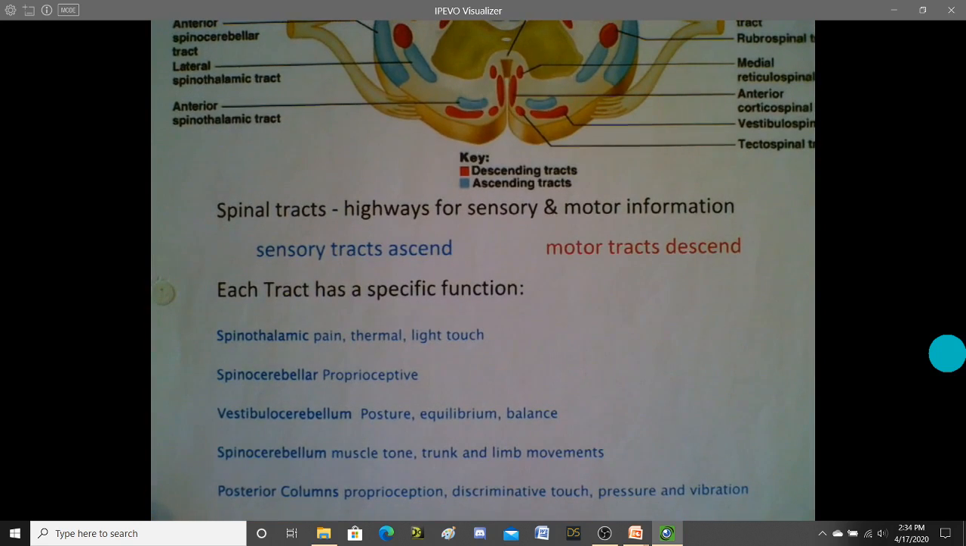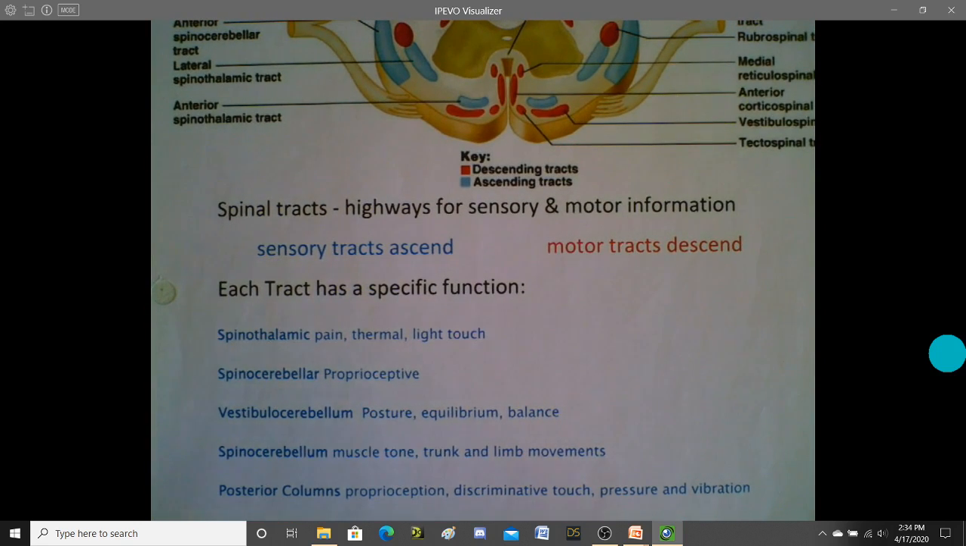So the spinocerebellar tract is going to be proprioception. So it's constantly sending information up to our brain about proprioception. That's sort of like the condition of our body. What position is our body in? Where are our body parts in relation to other body parts? That's proprioception. So that information is being sent through the spinocerebellar.